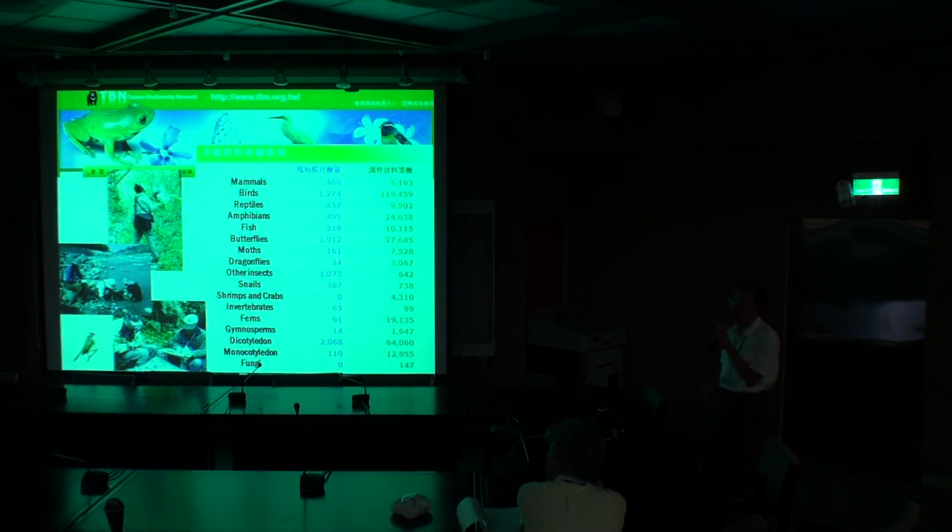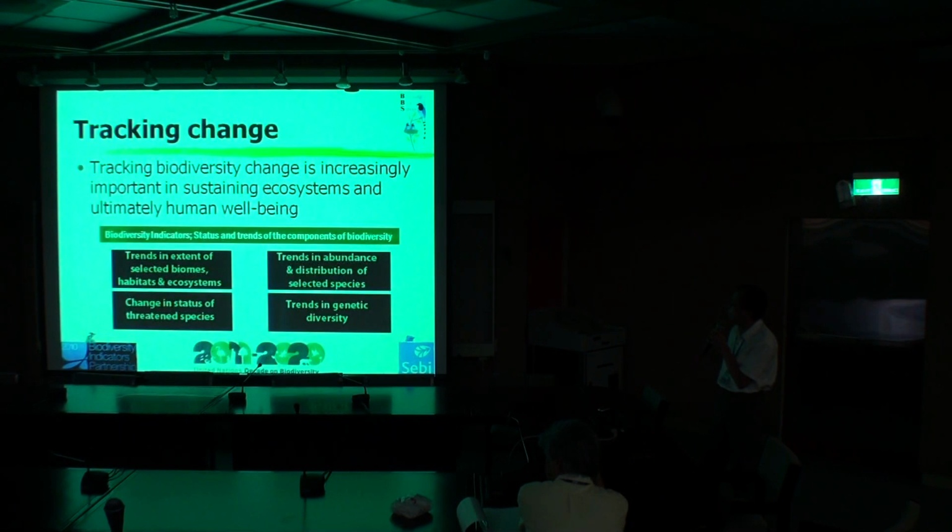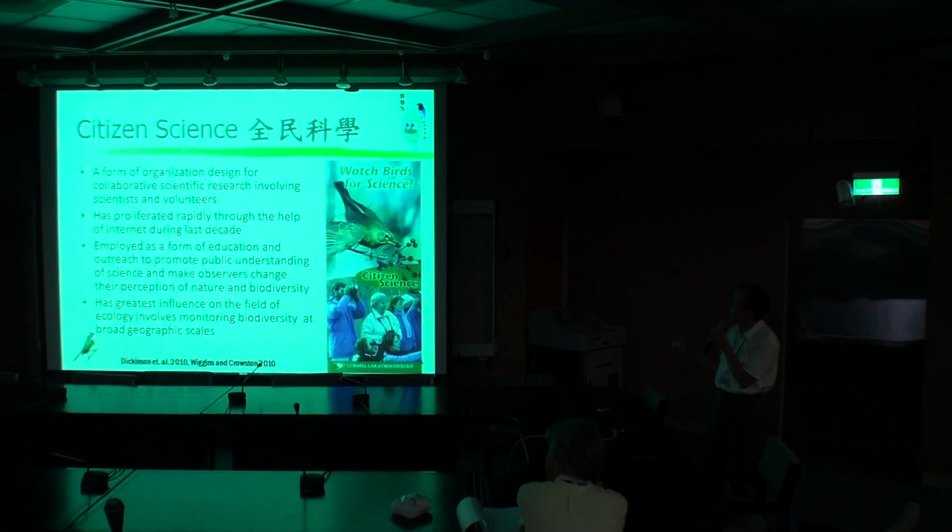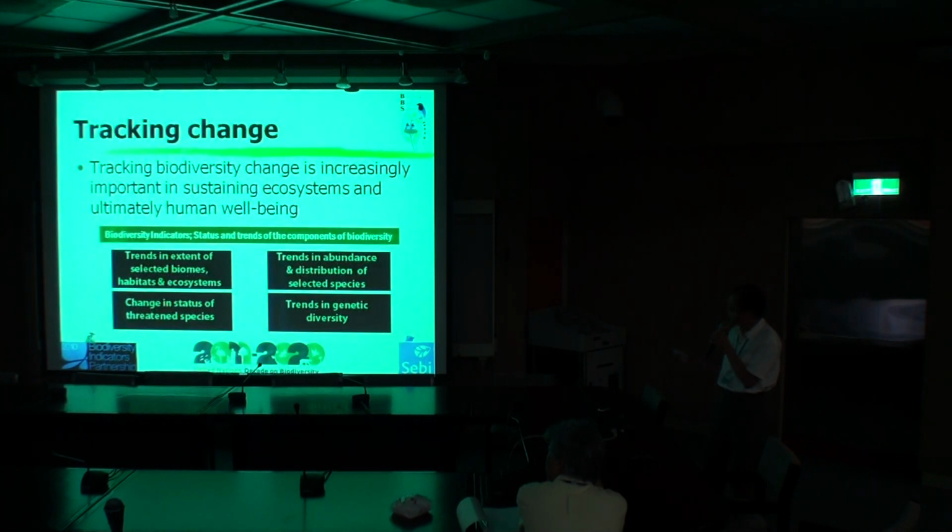Actually, we did not only focus on rare and endangered wildlife. We invested a lot of effort to survey life amongst different taxa. And we now know that tracking biodiversity change is increasingly important. We already have much simple biodiversity information, but in Taiwan we have very few good data sets to track biodiversity change, for example the change in status of threatened species, or the change in abundance and distributions of selected species.